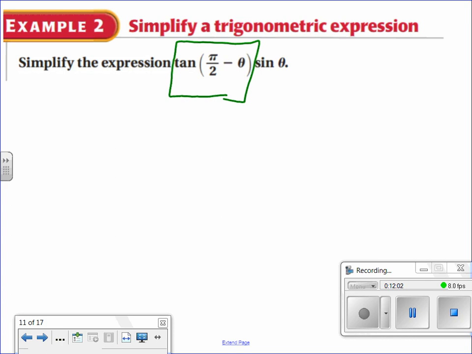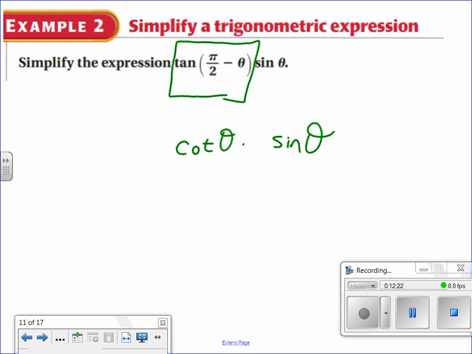Nope. I'm looking under co-function identities. That's a hint. Co-function identities. It's the last one on that line. So I'm going to replace my green box with cotangent of theta. Okay, so I'm getting there. I've done one replacement. I haven't really found anything I can cancel yet.